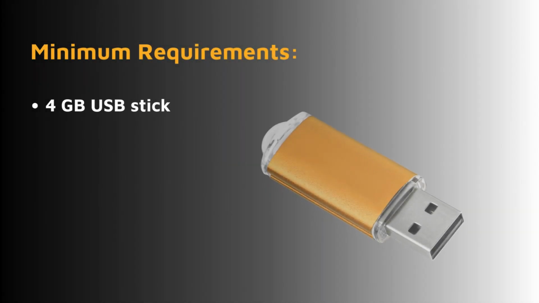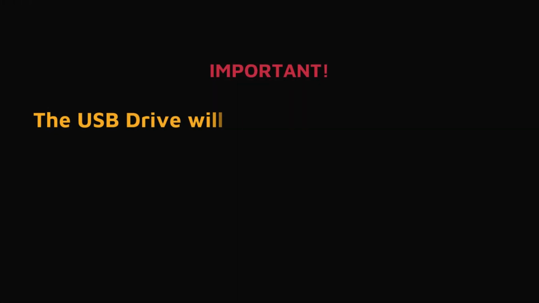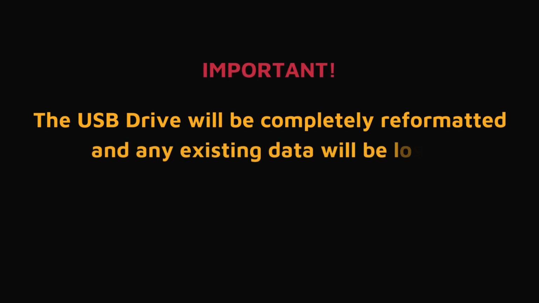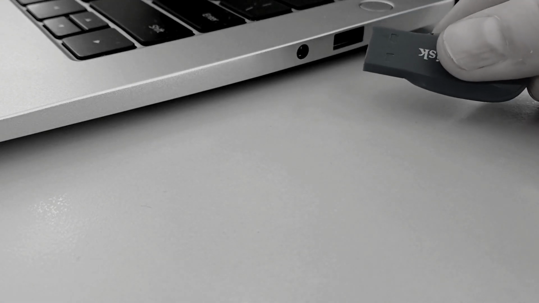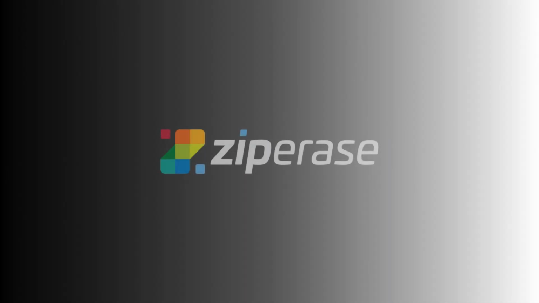We'll need a USB stick with a minimum capacity of 4 GB to create the portable USB drive with Array Erase software. It's important to note that the USB drive will be completely reformatted, and any existing data on that drive will be lost. Don't plug the USB into the computer just yet. We're going to download and install the software first, and I'll let you know when it's ready to go.